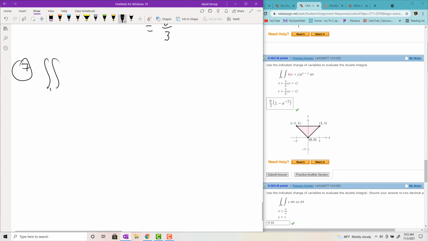I have the double integral of 9 times x plus y times e to the x minus y dA. Our substitutions are kind of given, but here is my x and y. I have 3 lines that I'm worried about, and I've got to do their substitutions.